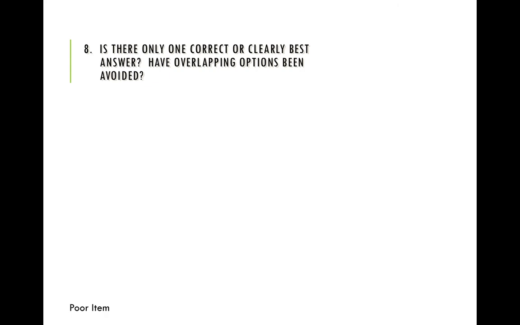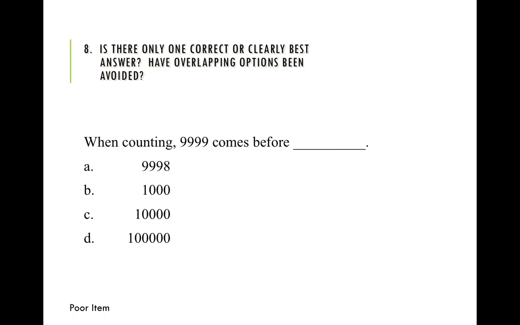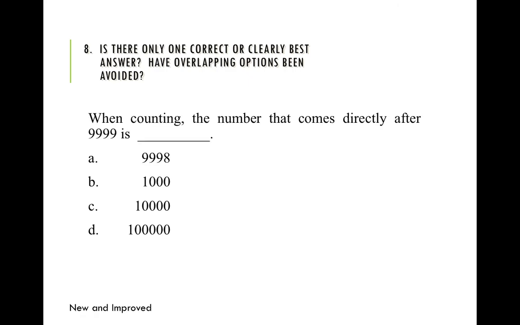Okay. Is there only one correct or clearly best answer? You want to really avoid overlapping options. So this question just kills me. When counting, 9,999 comes right before 10,000, but it also comes before 100,000, so we've got overlapping options. There could be more than one. The number that comes directly after is. Okay, so see what we did to fix that.